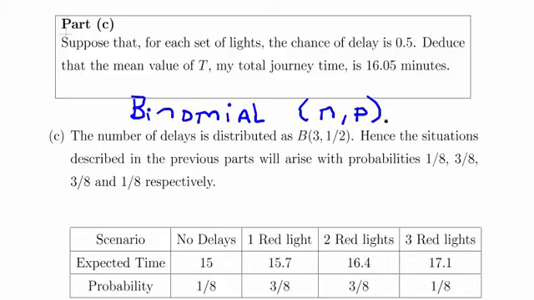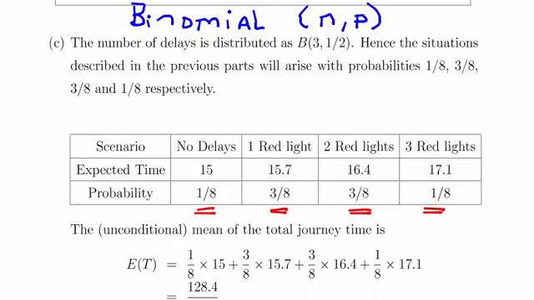Now, essentially, this is a very simple scenario. So for the binomial distribution, for the sake of brevity, I'll give the probability of each of the scenarios. So no delays is 1/8, 1 over 8. 1 red light, either the first or the second or the third, one of them goes red, is 3 over 8. 2 red lights is also 3 over 8, and finally, that you get all 3 red lights, the probability of that is 1/8.